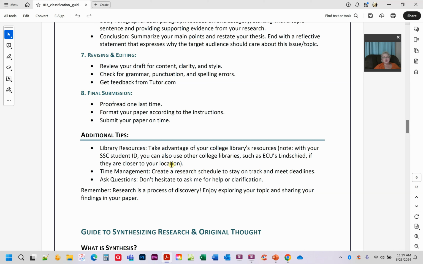Check in with the resource librarian if you're having a hard time finding sources, and ask for their help as well. Time management is crucial. Create a research schedule and stay on track and meet deadlines as much as possible. Obviously, life gets in the way, things happen, and we have to adjust. But you want to make sure you do have a schedule. You have penciled in when those hard deadlines are, and then you're saying, okay, I've got to get this done by this time to meet those deadlines. And then ask questions. Don't hesitate to reach out to me for clarification or help.